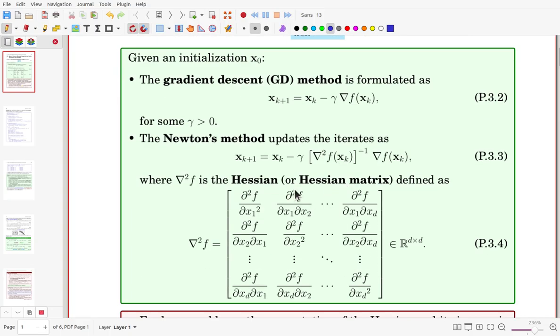For the Newton method, the formulation is given in this equation. From the old iterate, we are trying to get the correction vector like this. Rather than the negative gradient, we apply the inverse of the Hessian to get the correction term. Usually for the Newton method, we don't need that parameter; gamma can be 1, to get the update for a new iterate. The Hessian is defined here.